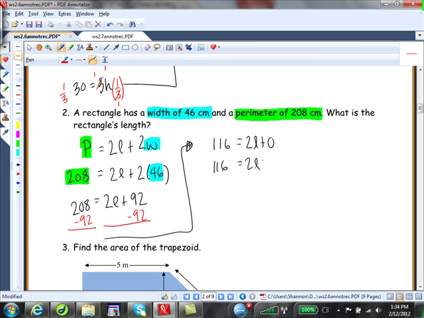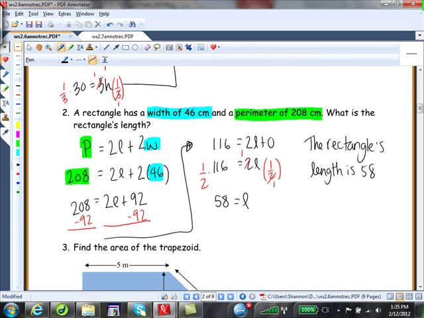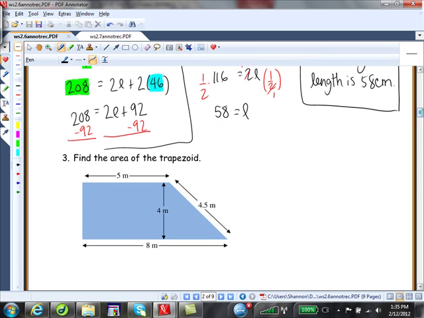Now if we multiply both sides by 1/2 so we can isolate the L, the 2's will divide out, and then over here I believe we'll get 58 is equal to L. So then in words, the rectangle's length is 58 and our unit was centimeters. How are we doing so far? Isn't geometry fun? Okay, so here we go.